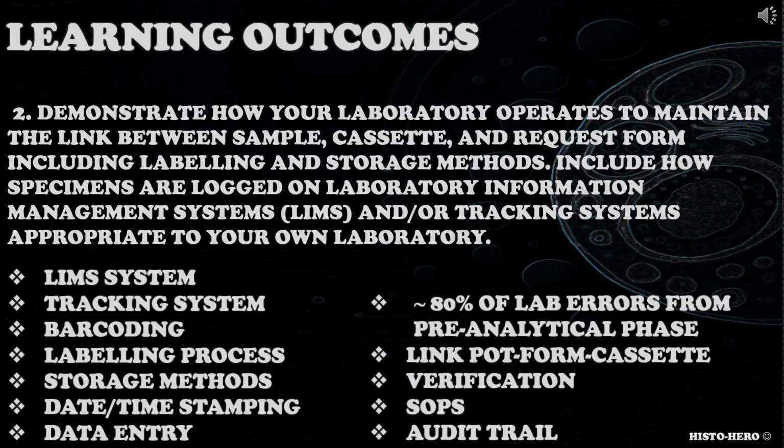Consider sample, form, cassette and slide labeling, LIMS system used, tracking system and accessibility of data, stored samples pre- and post-dissection, blocks and slide labeling, safety measures throughout this process, information verification during dissection, audit trail, traceability, possible errors, and how they can be minimized.